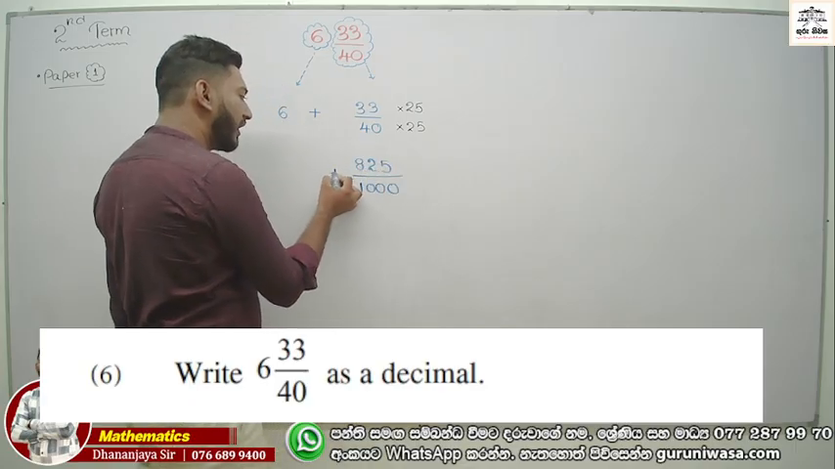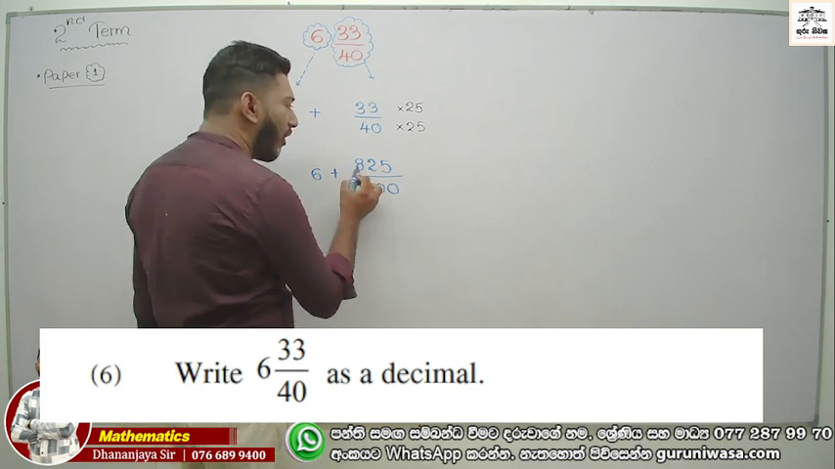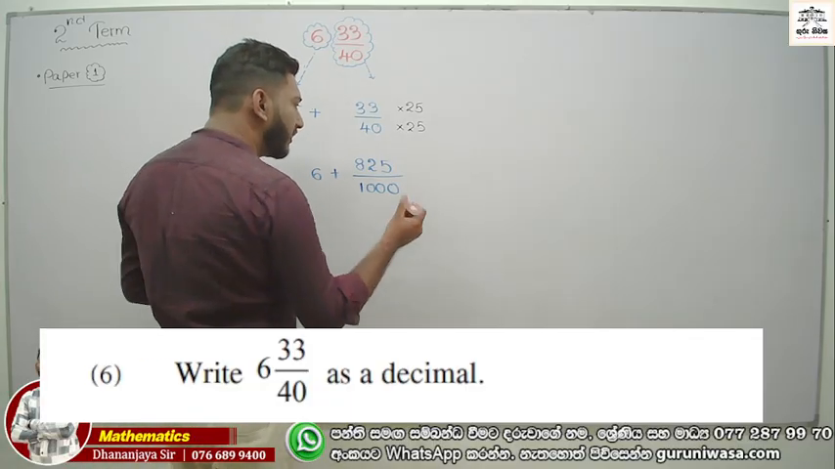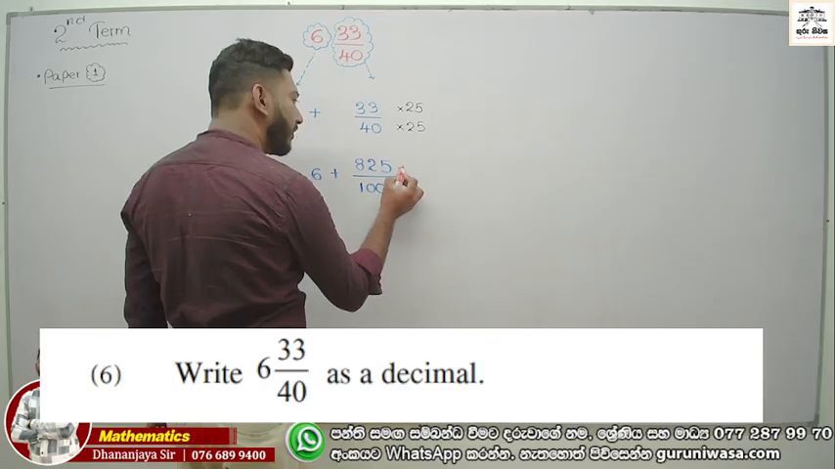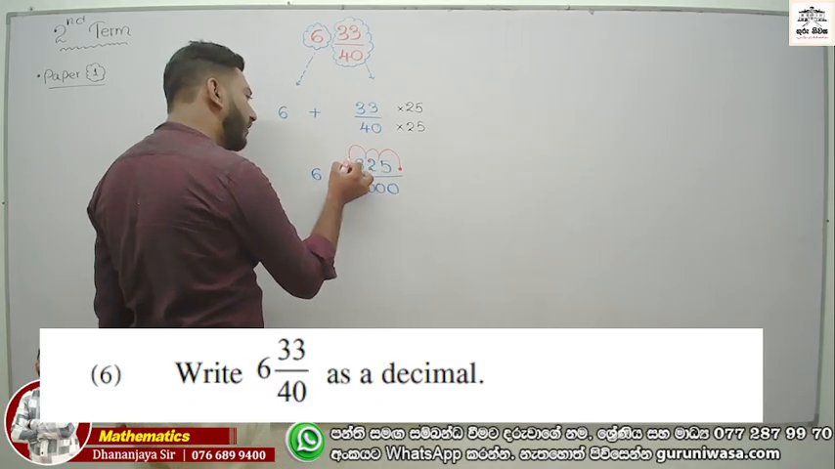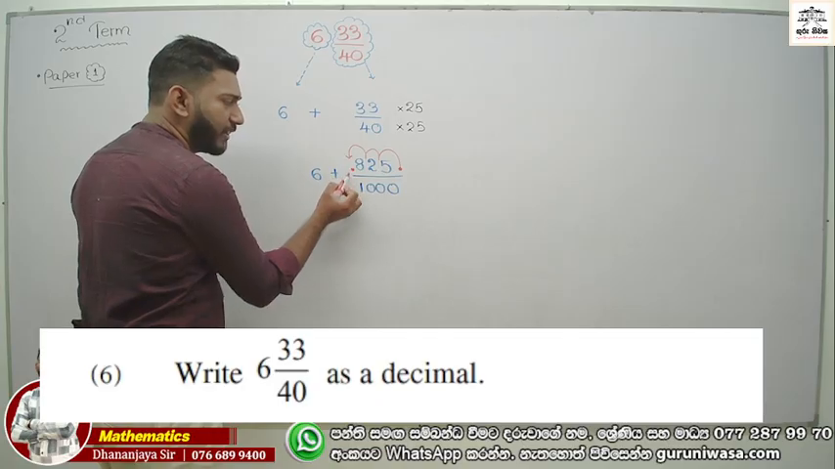And you need to add 6 to here. And now you know how to divide a whole number by 1000. There are 3 zeros, and this is the decimal point. You need to move it 1, 2, 3, 3 times. Now the decimal place is here.